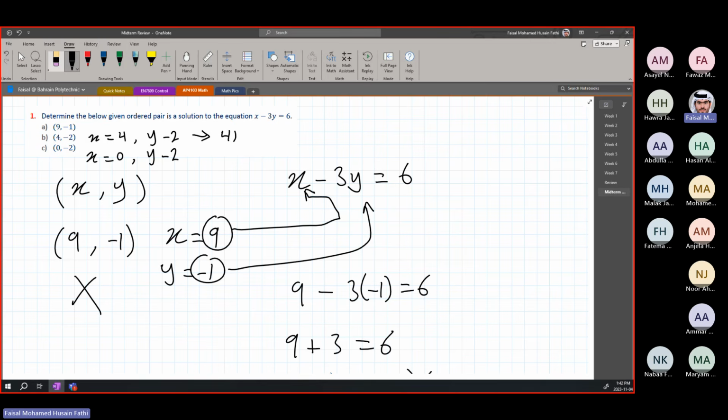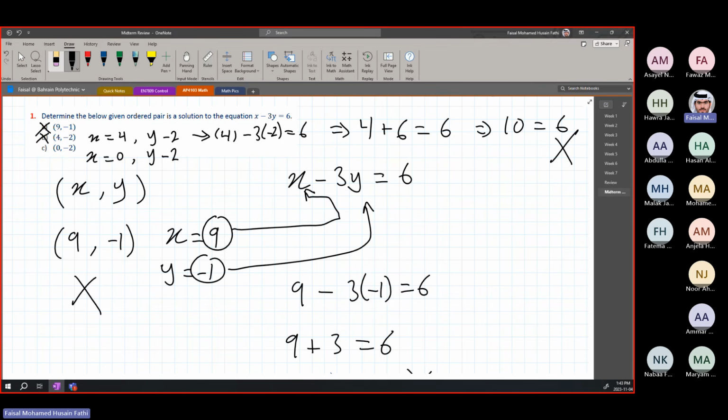4 for x minus 3y, which is 3 into minus 2, is equal to 6. This is going to be, if we just do 4 minus 3 and minus 2 is plus. So minus and minus is plus. 3 times 2 is 6 is equal to 6. If we add these, 4 and 6 is 10 equals 6. Is this correct? Nope. So A is not a solution. B is not a solution.